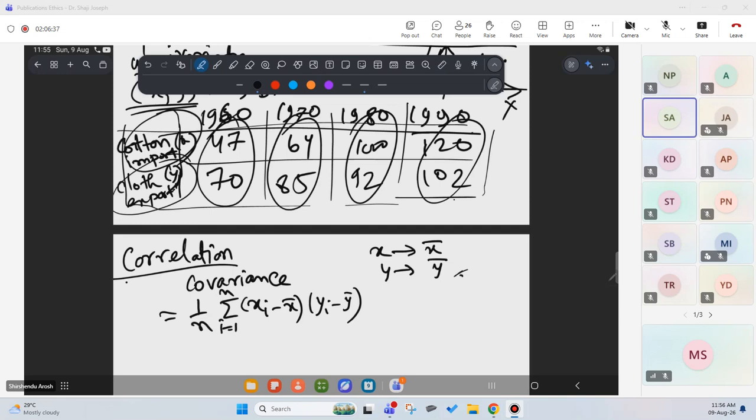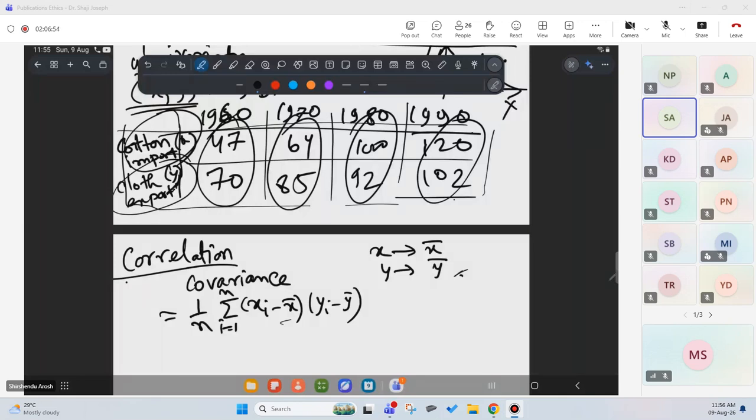Now, since we are not dealing with a single xi minus x bar, a single yi minus y bar, this particular parameter may not always give you a zero. So that's why the square part is not there. That's why the covariance looks something like this.